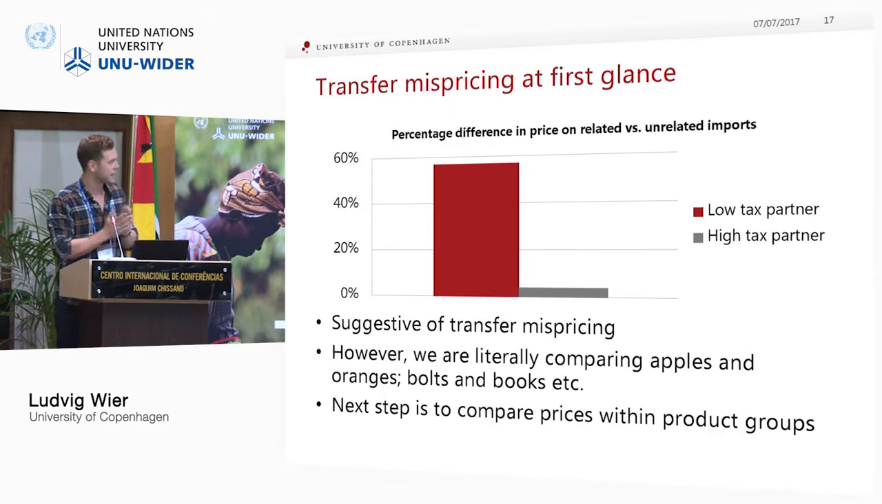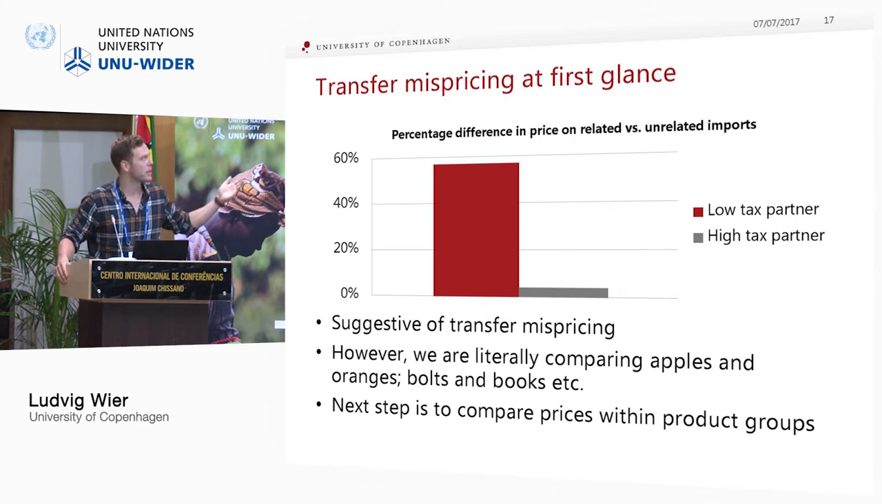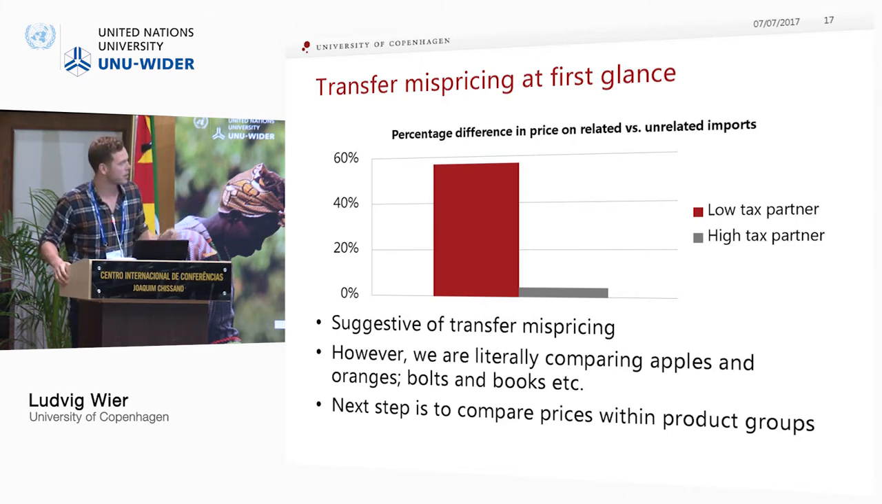So just looking at the descriptive data, at a first glance, you can almost see that there's something going on, right? So here you see the average unit price and how that in percentage deviates when you compare related to unrelated imports. So the red column shows you that on average, just looking at average unit prices, we see an almost 60% higher unit price on imports coming from a low tax partner when they are related compared to unrelated, right?